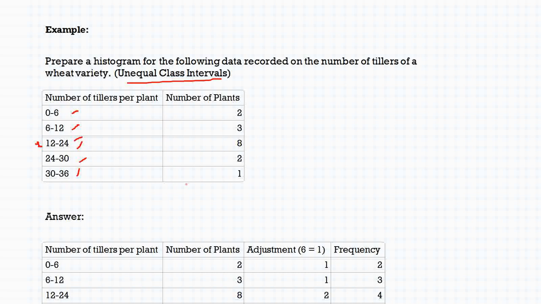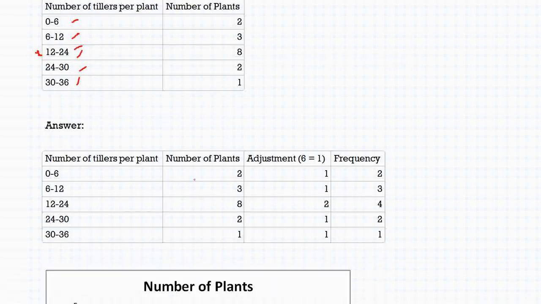For this, we need to draw an adjustment table. So here, in this adjustment table, we have taken the same table from the question and added two more columns to it. The first one is the adjustment and the second one is the frequency.